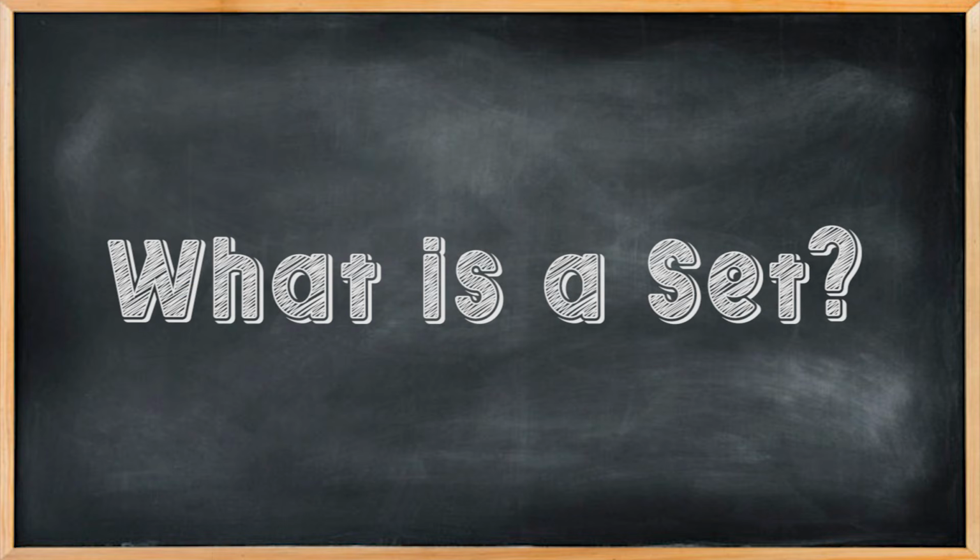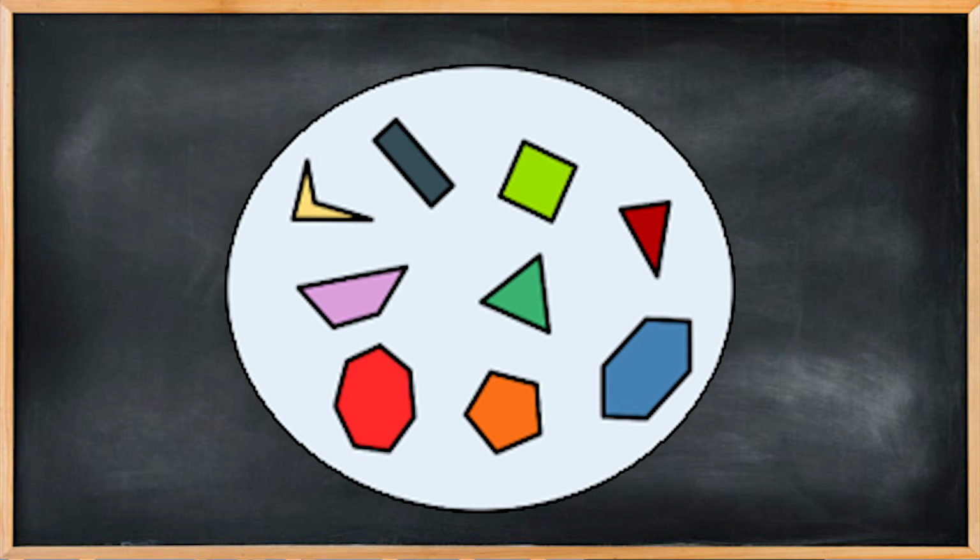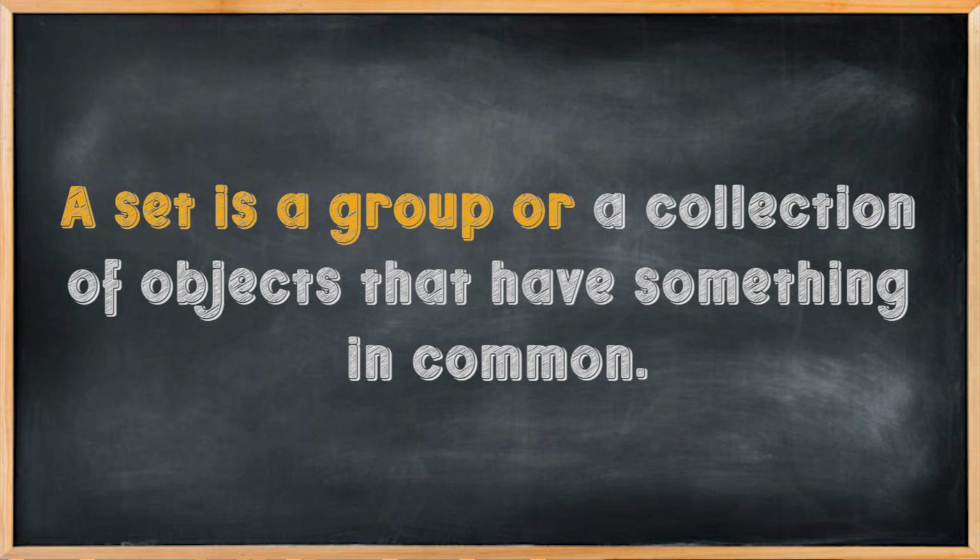First, what is a set? To help you remember what a set is, take a look at this set. Do you have a clue? Okay, a set is a group or a collection of objects that have something in common. Again, a set is a group or a collection of objects that have something in common.